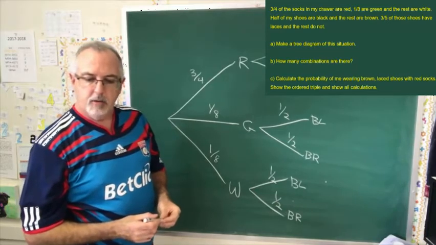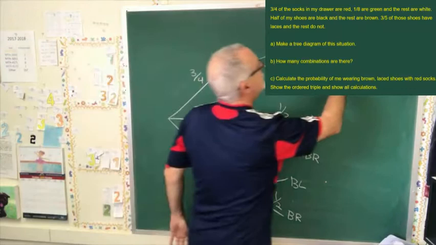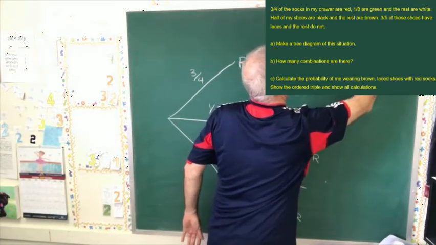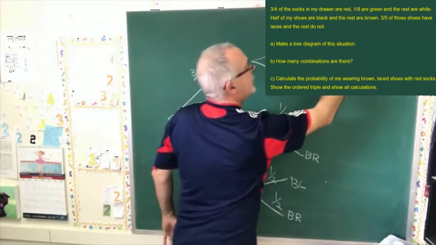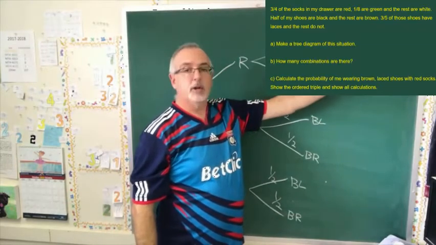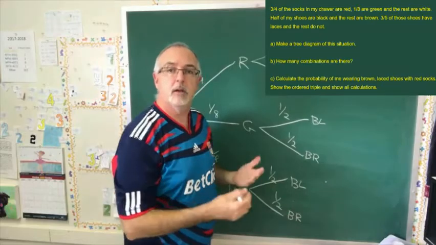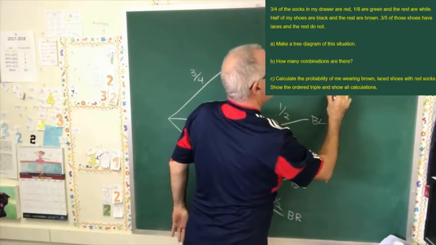Finally, 3/5 of the shoes have laces and the rest do not. So we have a third set of branches, and it's 3/5 with laces, and I'll put NL for no laces. And again, they're making me figure out what this fraction is. If 3/5 have laces, then 1 minus 3/5 is 2/5 that do not have laces. And then I repeat this.